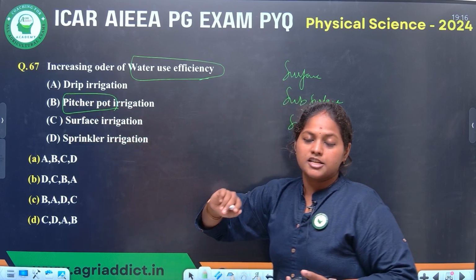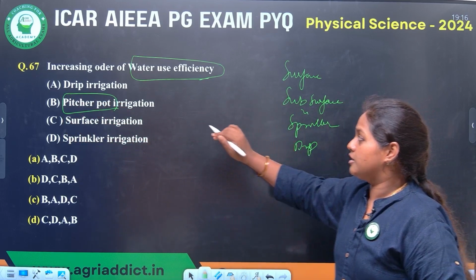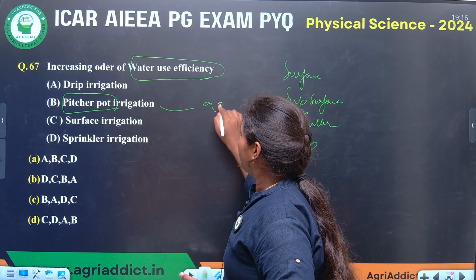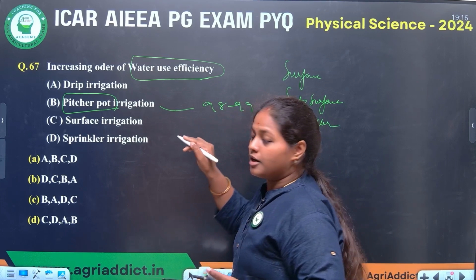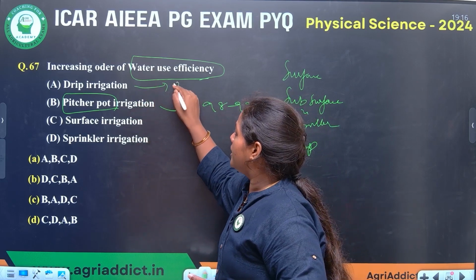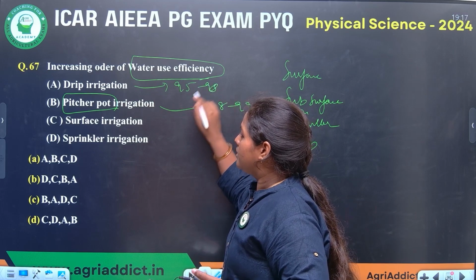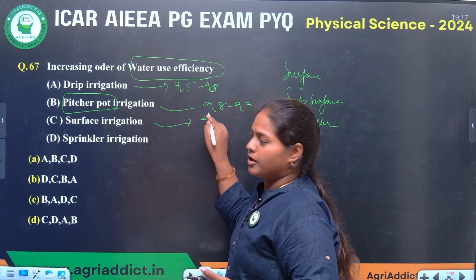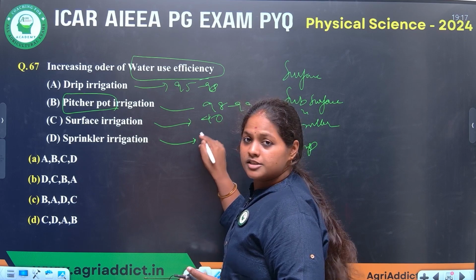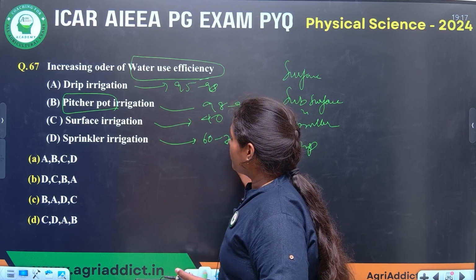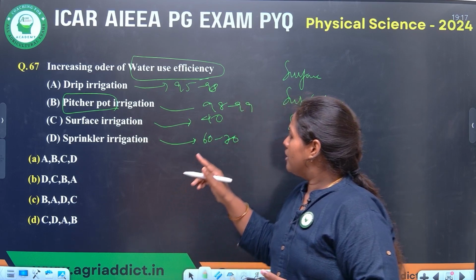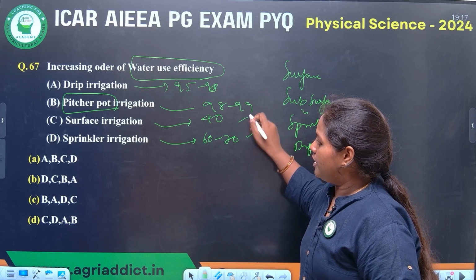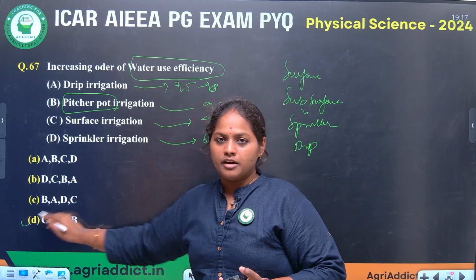Pitcher pot irrigation is having the highest irrigation efficiency of around 98 to 99. Drip irrigation is having 95 to 98. Surface irrigation hardly 40. Sprinkler 60 to 70. So what is the increasing order here? C, D, A, B. Option D.